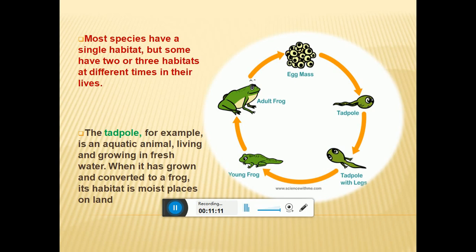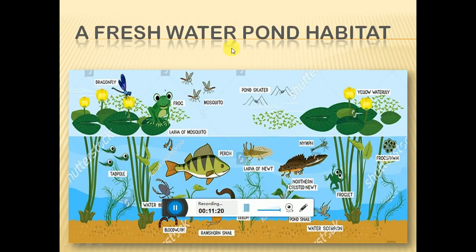So this is an example of a species that has more than one habitat in the different phases of its life. Here is a picture of a freshwater pond habitat. There are two parts of the freshwater pond habitat. One is below the surface of the water, and one is above the surface of the water. There are a lot of organisms, living things, you can say.